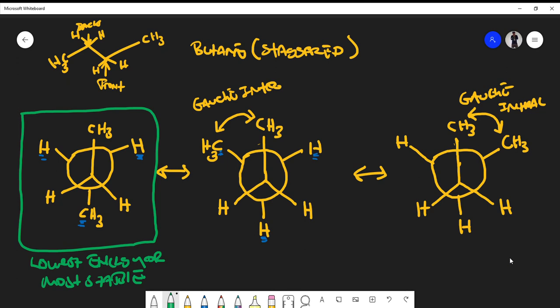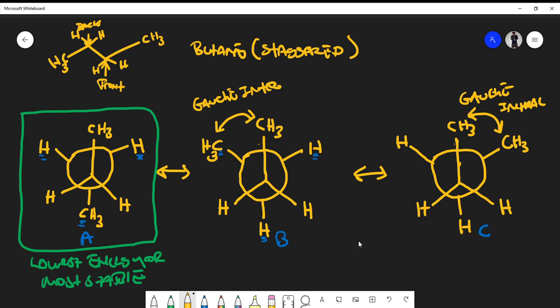However, let's actually label these. Let's say this is structure A, this is structure B, and this is structure C, right? We can say though that B and C are equal in energy since they both have one Gauche interaction. Structure A, however, does not have any Gauche interaction, and so we would say that it would be the lowest in energy. Now, we talked about Gauche interaction, again, steric interaction between two non-hydrogen groups 60 degrees apart.